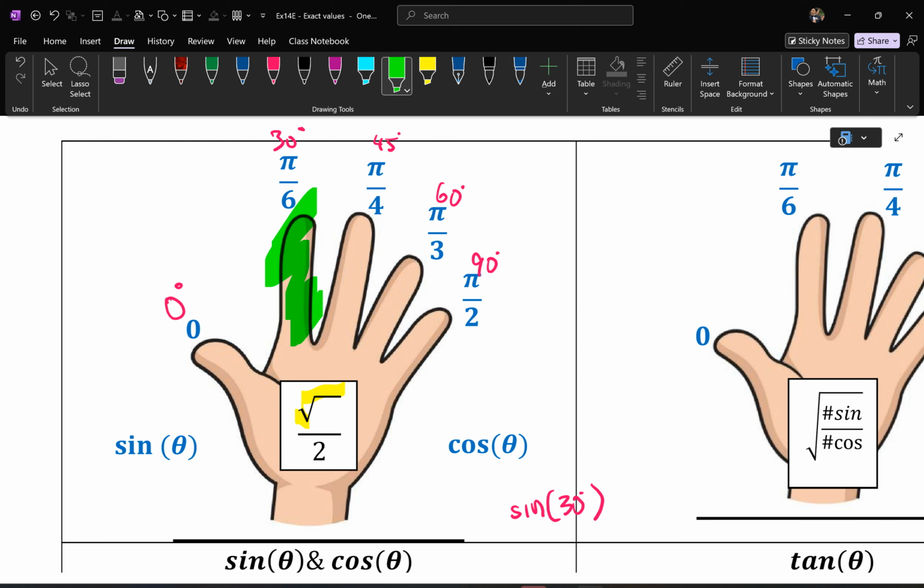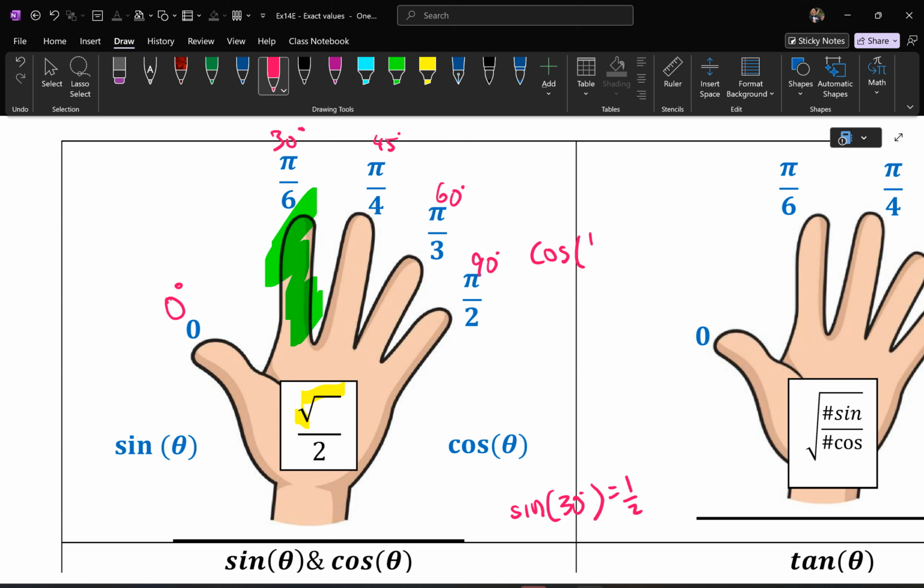1. Now the formula says, count the number of fingers, square root it. So what's root of 1? 1. And then halve it. So 1 divided by 2 is a half. So the answer is a half. Let's do another one.